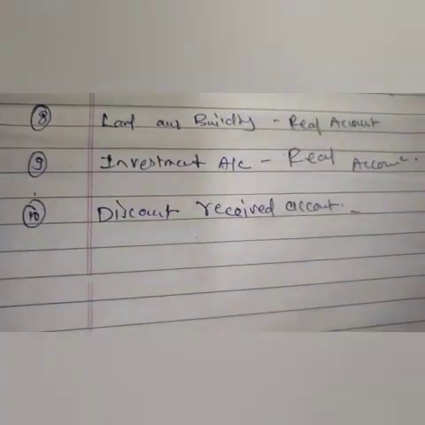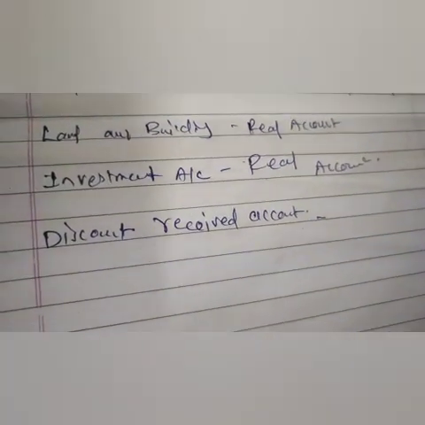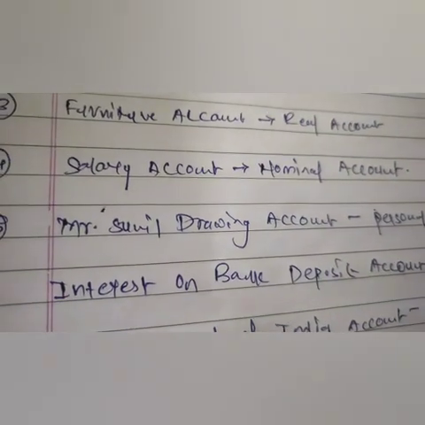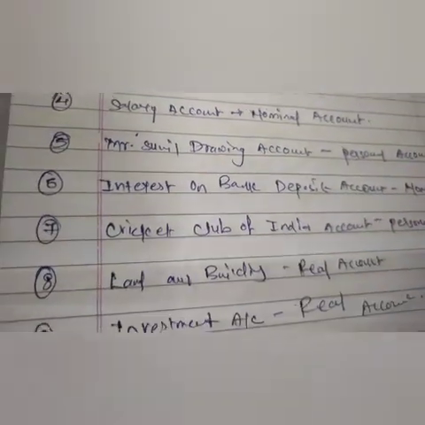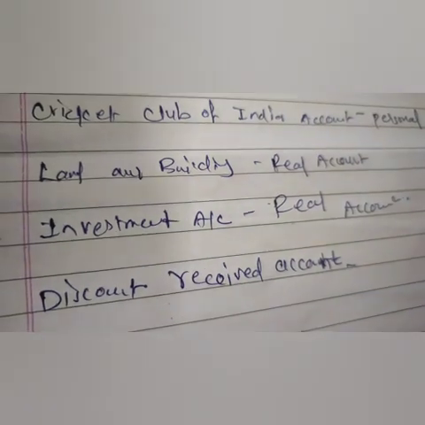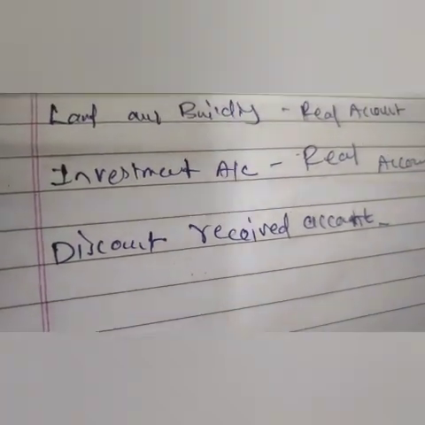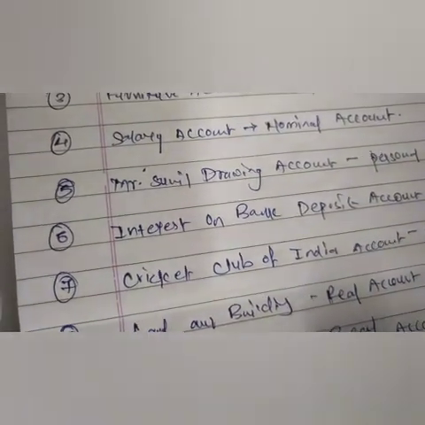And the last one is the discount received account. In which category will it appear? So discount received is not a personal account, not a real account. It comes under the nominal account.